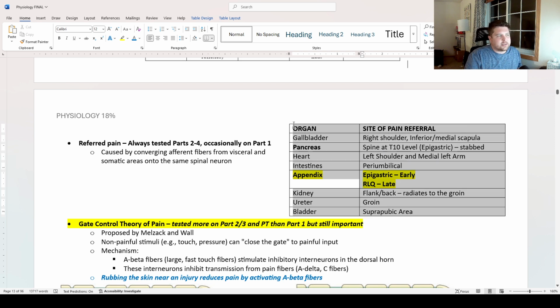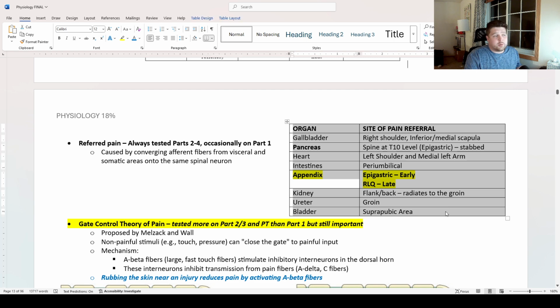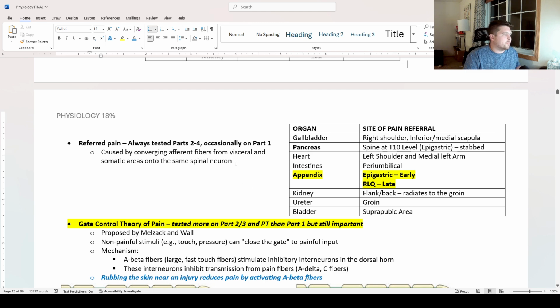These get heavily tested in all the boards. You'll see probably a couple of them on part 1, part 2, part 3, and part 4. One of these will be one of your patients in part 4.